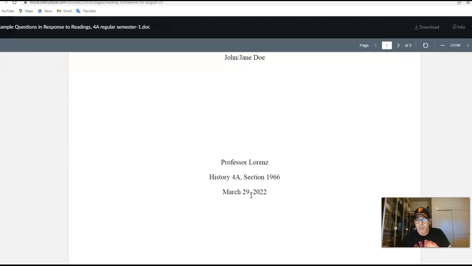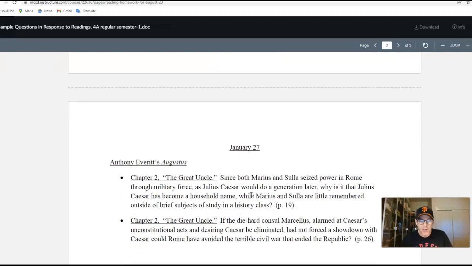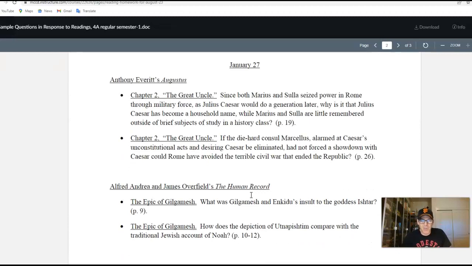Okay, so once you have your cover page down, here's what the running document will look like, and here's my sample for you guys. So let's suppose the reading assignment was for January 27th in my sample, and on that day, Anthony Everett's Augustus Chapter 2 was due, and you also had a reading in the Human Record, Epic of Gilgamesh. By the way, Epic of Gilgamesh is a fantastic read. In any case, that's for another day.